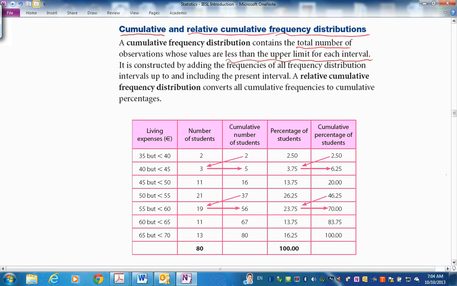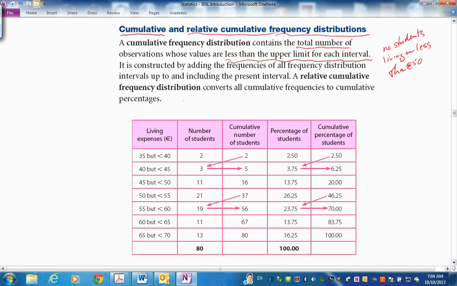Why might you want to do this? Let's just stop and think. You might want to know the number of students in our data living on less than 50 euros. Okay, living on less than 50 euros. That's what you might want to find. So that could be interesting, couldn't it? So let's set up a table which does that.